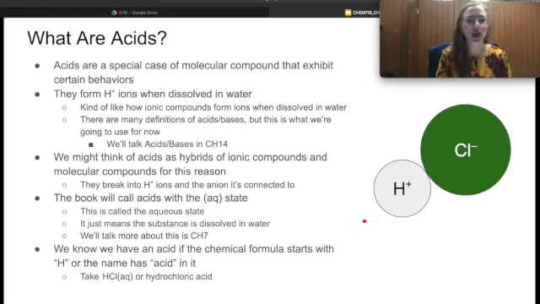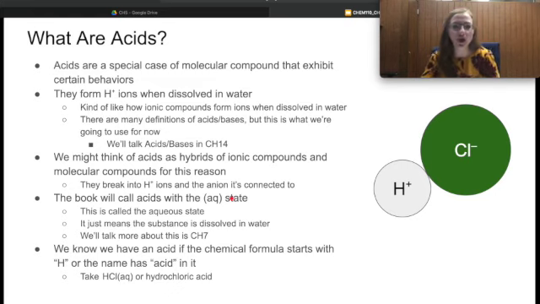So again, we might think of these acids as almost like a hybrid, quote unquote, of ionic compounds and molecular compounds because they break into these H+ ions and then whatever the anion they're connected to, so they kind of exhibit that behavior. So the book will label acids with the aqueous state. So anytime the book's going to talk about hydrochloric acid, it's going to say HCl parentheses aqueous. However, we're going to worry more about this in chapter 7. For right now, I'm going to have a specific way we will identify acids separately.